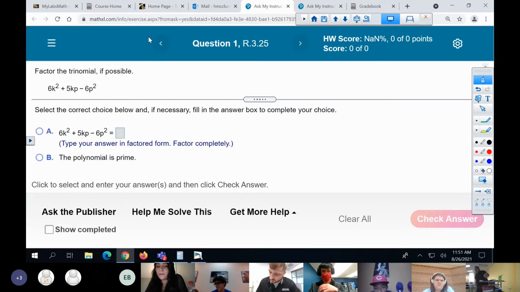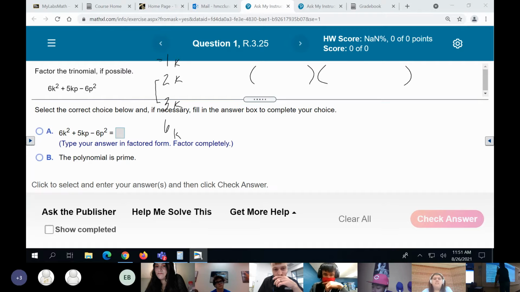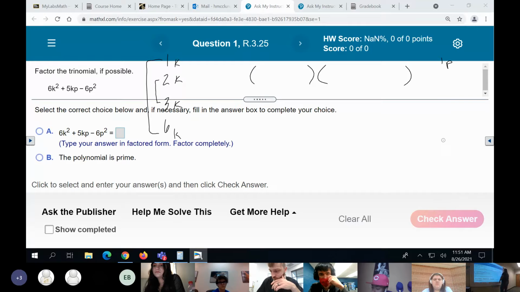All right. So here we go. We got parentheses. We got 1 and 6, and 2 and 3. And we got 1P and 6P, 2P and 3P.